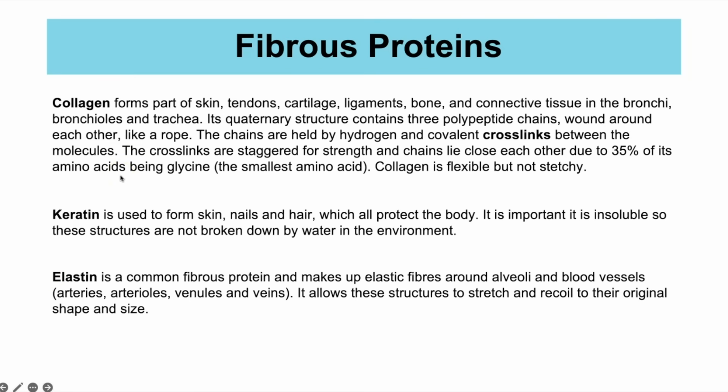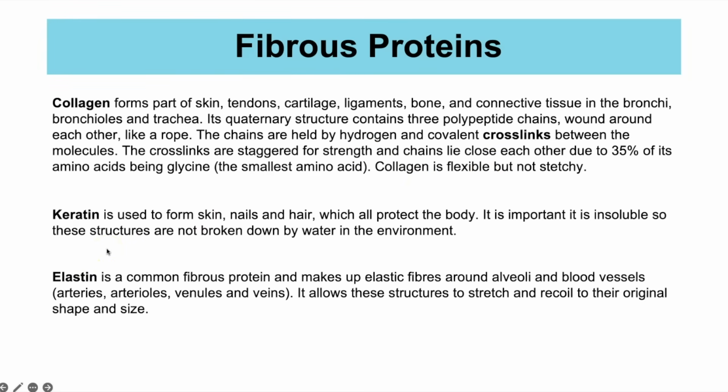Collagen forms part of the skin, the tendons, cartilage, ligaments, bone, and connective tissues in the bronchi, bronchioles, and trachea. It's a quaternary structure protein because it contains more than 1 polypeptide chain, and it contains 3 polypeptide chains, and these are wound around each other like rope. The chains are held by hydrogen and covalent crosslinks between those molecules, and the crosslinks are staggered for strength, and chains lie close to each other due to 35% of its amino acids being glycine, which is the smallest amino acid. It's a very flexible molecule, but it's not stretchy.